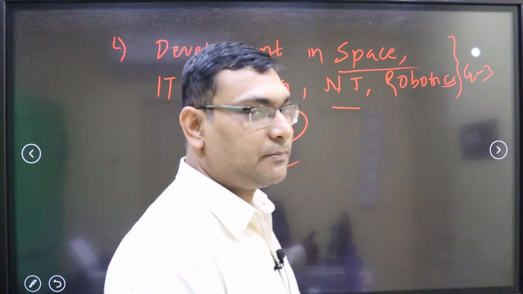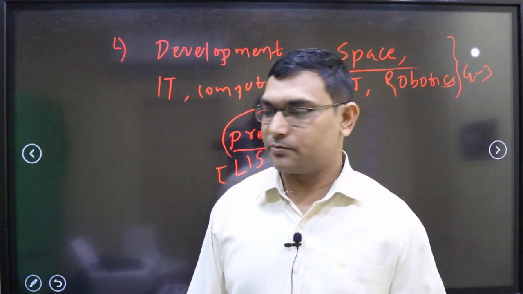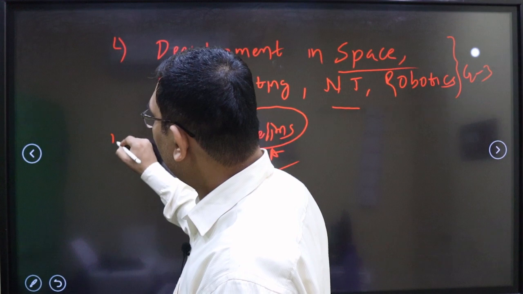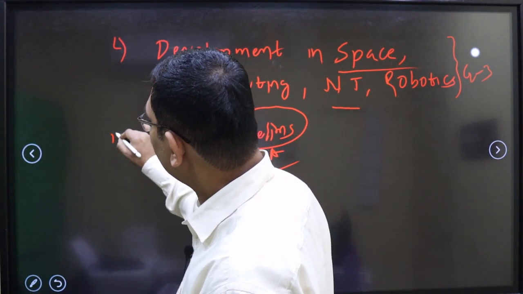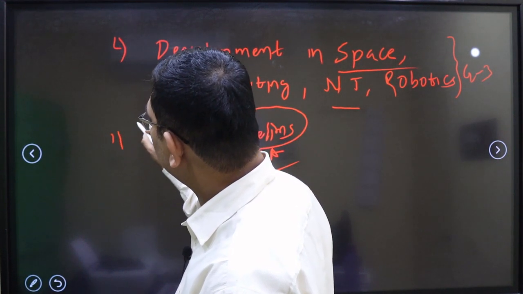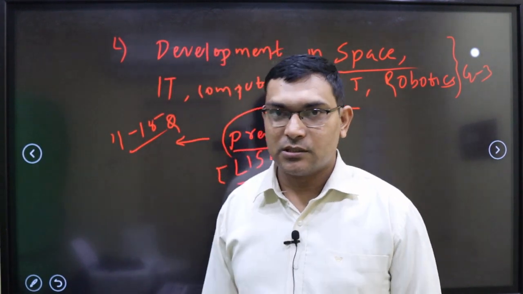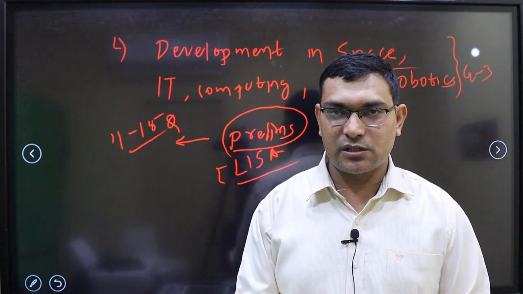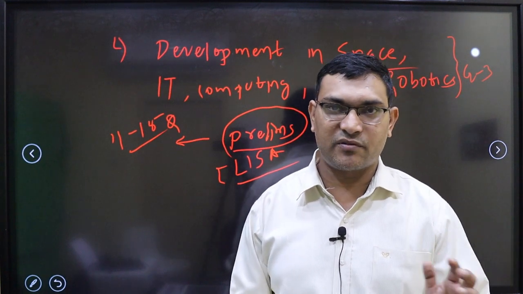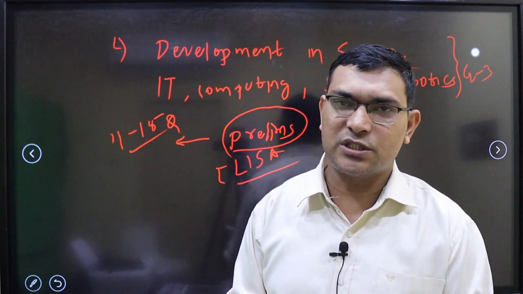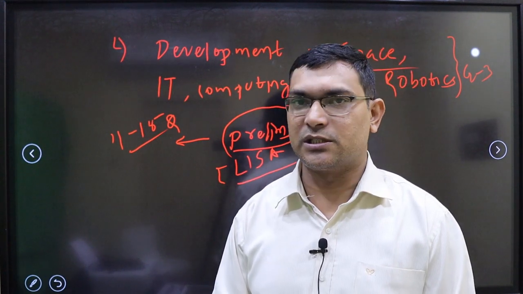So in the prelims, science and technology plays a very crucial role, because from science and technology alone, 11 to 15 questions will come. Last year it was 11 questions. Before that, in 2017, it was 15 questions, then 9 questions, 10 questions. On average, 10 to 15 questions will come in science and technology.